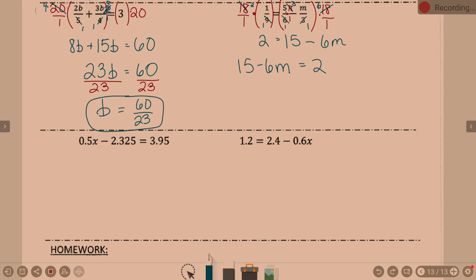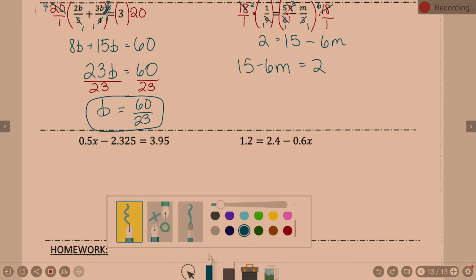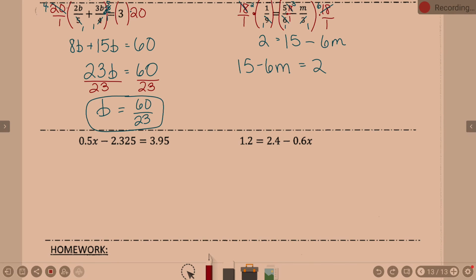But here's the idea. I want to get 6m by itself. What kind of 15 is hanging out over here with 6m? Is it positive or negative 15? Positive. So if you have a positive 15, how do I get that down to 0? If I have positive 15, and I'm trying to get it down to 0, how do I do that? How do I move a term to the other side? You have two choices, add or subtract. Add? But 15 plus 15 is 30. So you subtract it. There we go.